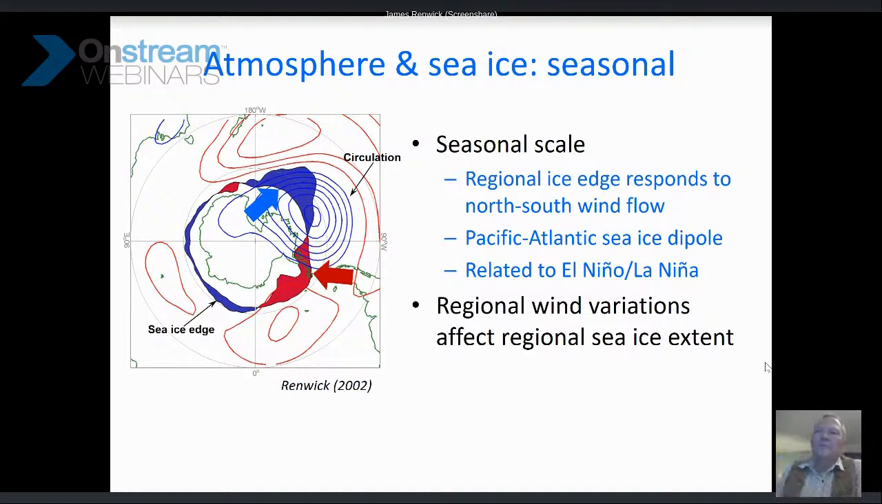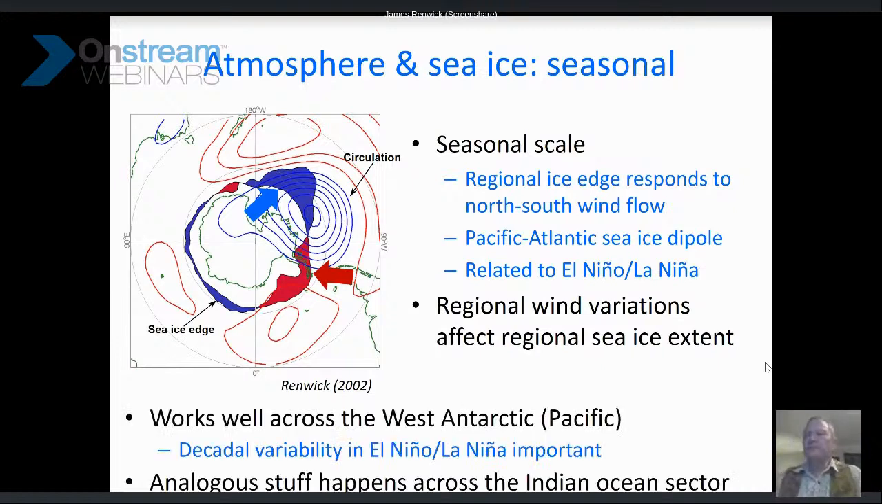So it turns out that on the 20-year, 30-year timescale, it's the sequence of El Ninos and La Ninas that actually dictate how much sea ice you get around the Antarctic coast, at least across the West Antarctic. So all of this has been really about the West Antarctic. That's because the El Nino influence happens in the Pacific, and so it's felt over the Pacific more than elsewhere. So it works well across the West Antarctic region, and the decadal, the sort of 20, 30-year variations in the El Nino cycle turn out to be really important for what's happening with Antarctic sea ice.